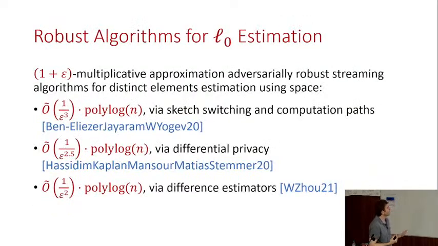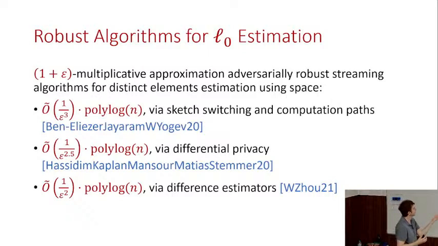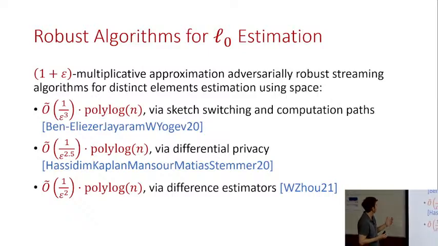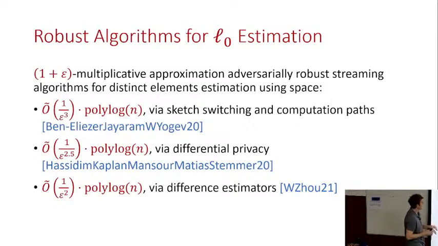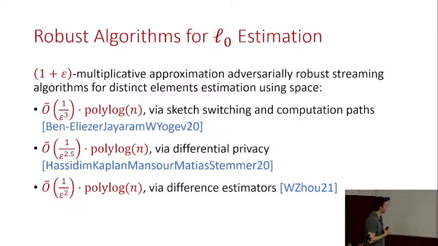Okay, what's known about the robust case? So if you just have this model where you're only inserting stream items, and you want a 1 plus epsilon approximation, the first work with Ben-Eliezer et al. showed that you can get 1 over epsilon cubed memory up to polylogarithmic factors in n. It used 2 techniques, sketch switching and computation paths, which both gave this bound. This was improved by Hassidim et al. to 1 over epsilon to the 2.5 using differential privacy, which was a very nice connection that's been used for many other problems in this area.